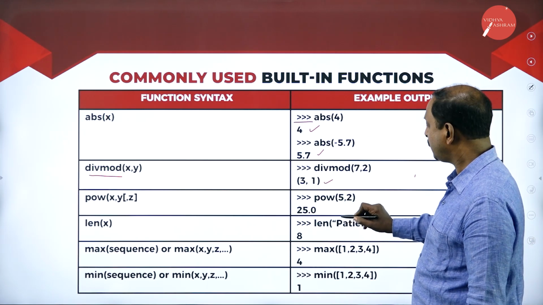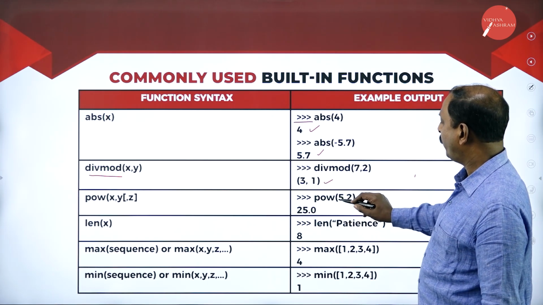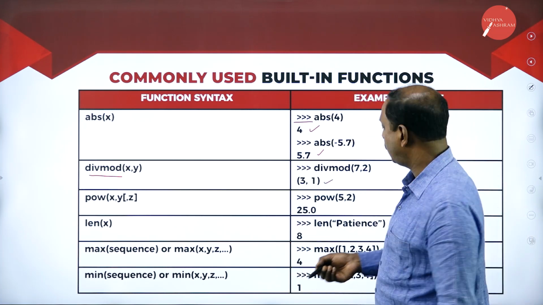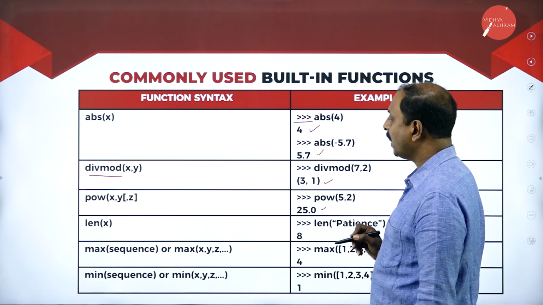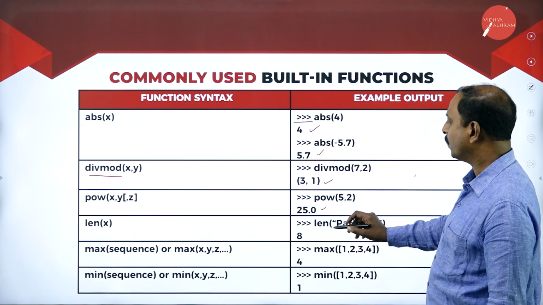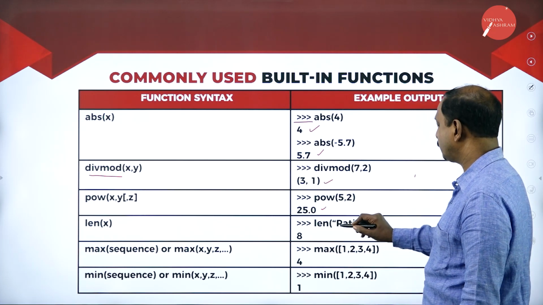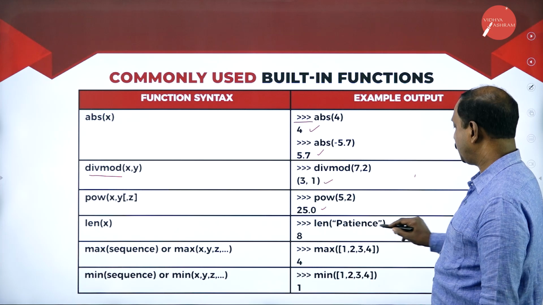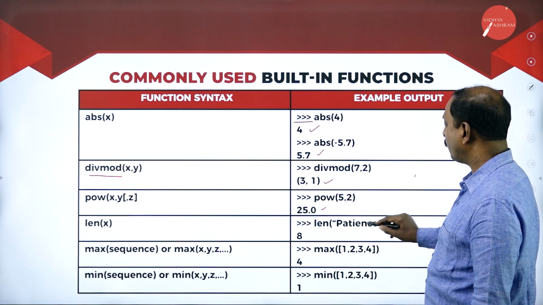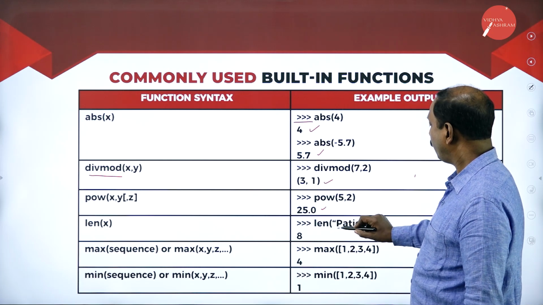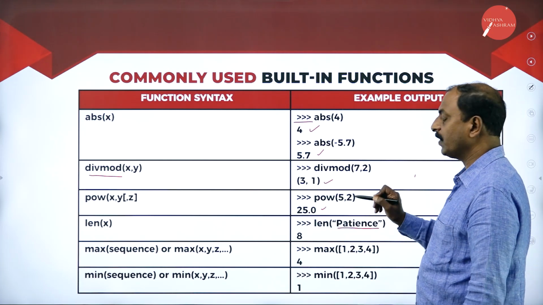If you make use of this, the definition is 5 raised to the power of 2, which means 5 squared, that is 25 as the output. Similarly, we have the length function. If you look at the length function, as you have seen in the previous example, string, length, patience. So here is a group of characters. The length function returns the number of characters within the given string.